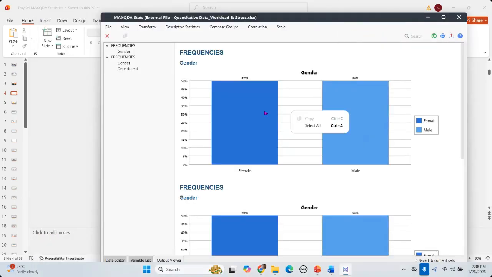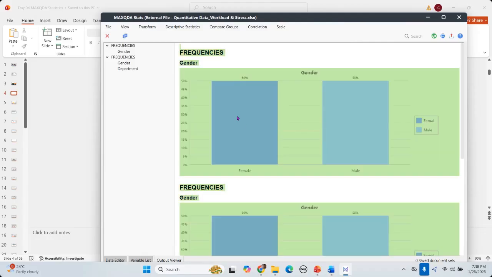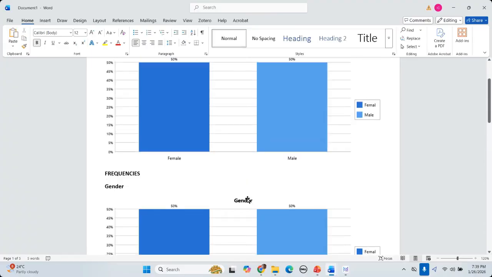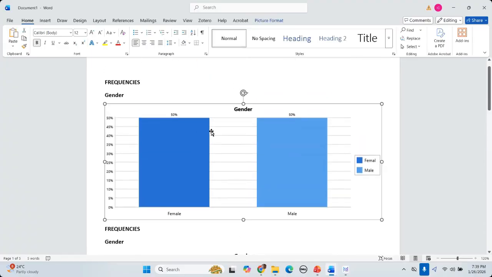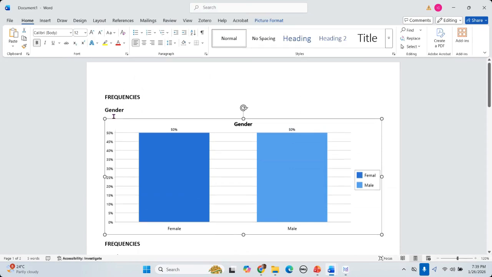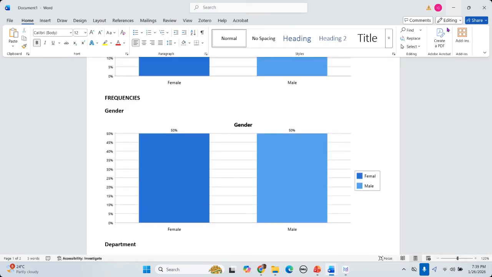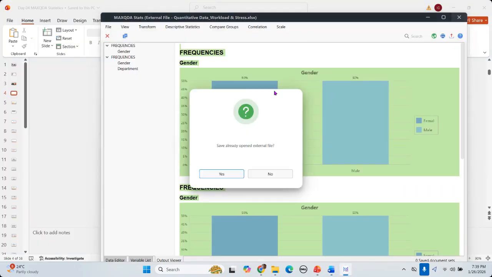Next one, I can also copy it, select all, copy, open the Word document, and type it. This is coming in the form of PNG format. You can see that. Now, let's go to the next part.